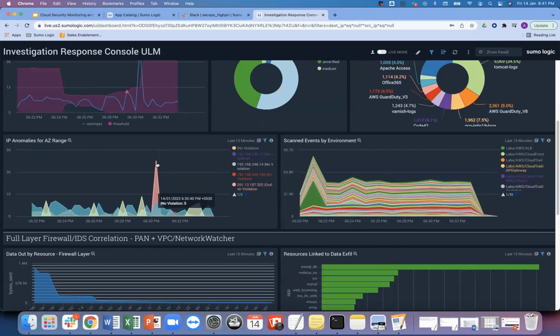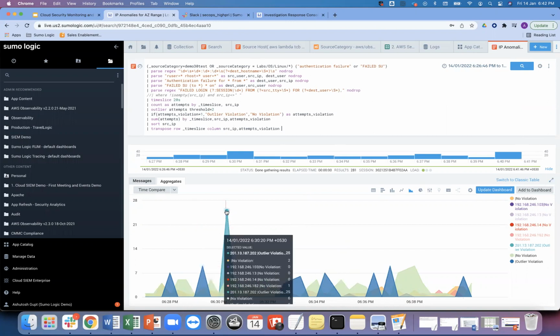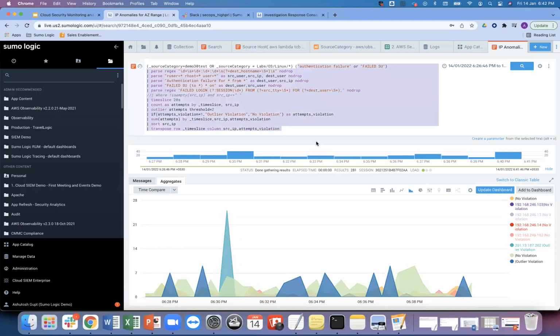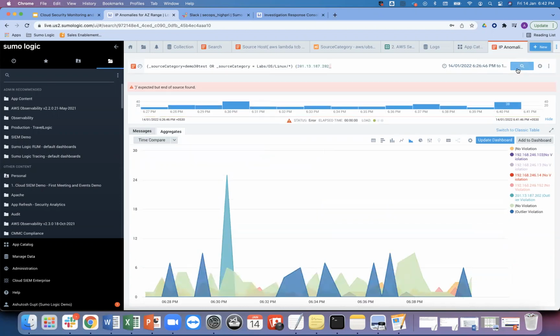What I can do is quickly click on this, and this will take me to the search. Now the same graph I'm seeing in my Sumo Logic platform, and I can see there is a query, of course, showing in the same graph that there is an IP anomaly happening on this particular source. Now what I'll do is remove everything from here, paste my IP, and see what is happening in this particular time period.